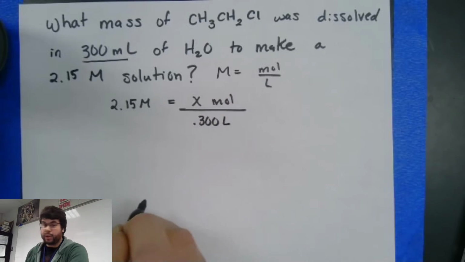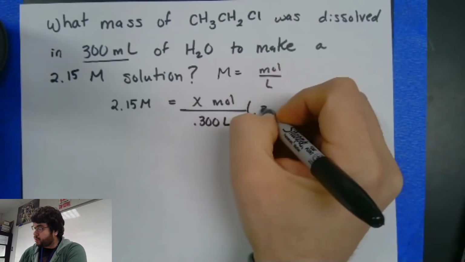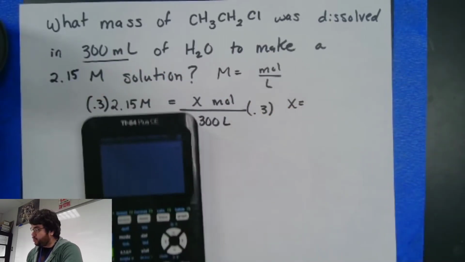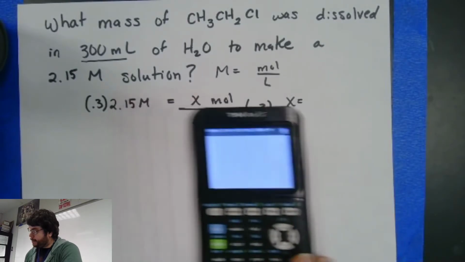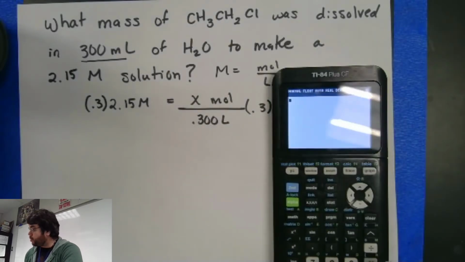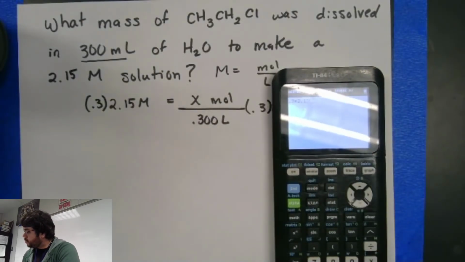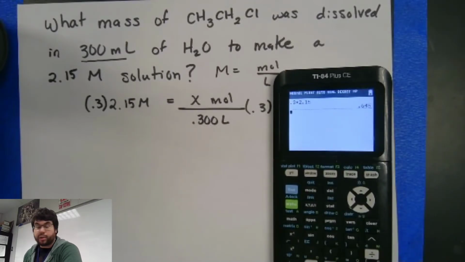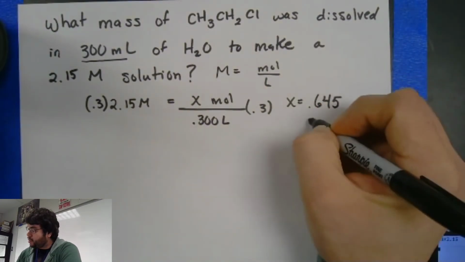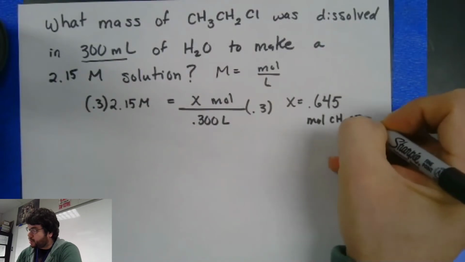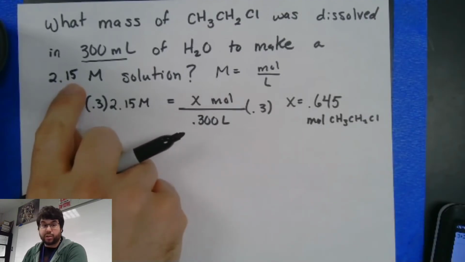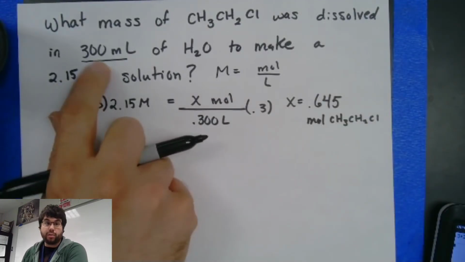0.300 liters. And then it's just algebra, so let's go ahead and solve that. So 0.3 multiplied on both sides. Okay, so x is going to be equal to, and this is a bad light over here, 0.3 times 2.15, and that's going to give me 0.645. So 0.645 moles of CH3CH2Cl. That's how many moles I need to make this 2.15 molar solution, with a volume of 300 milliliters.